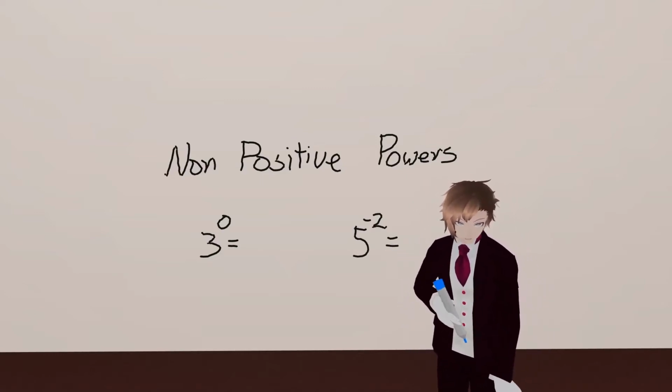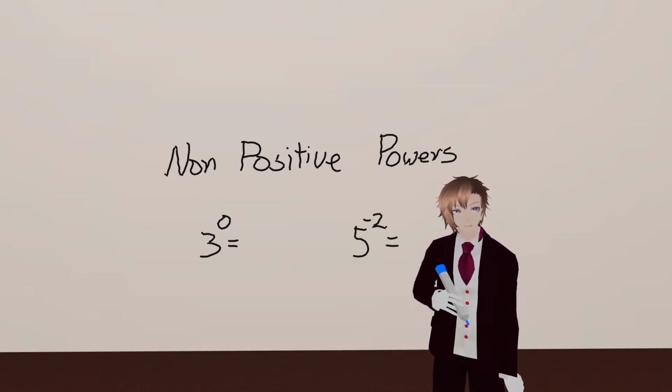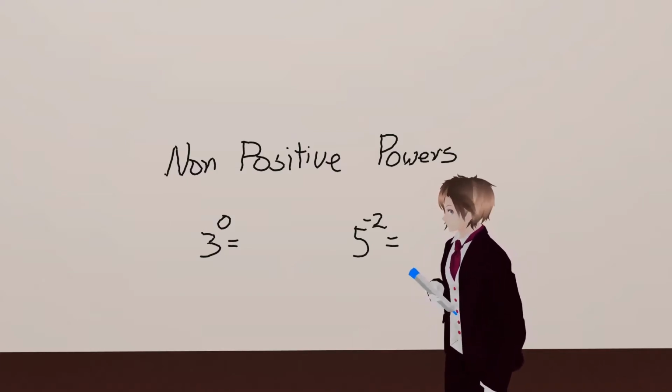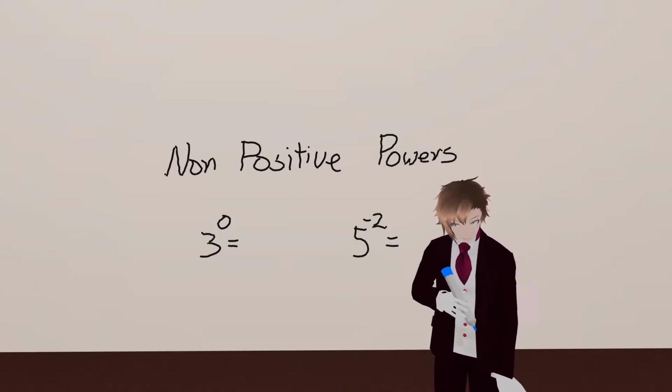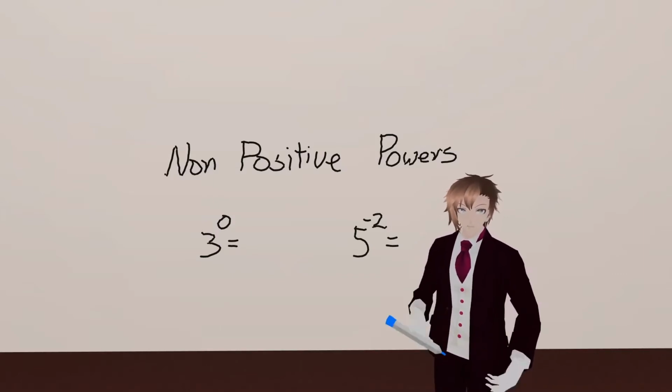But today we're going to be looking at non-positive powers. So anything that's not a positive number. So here we have 3 to the power of 0. 0 is neither a positive number nor a negative number.